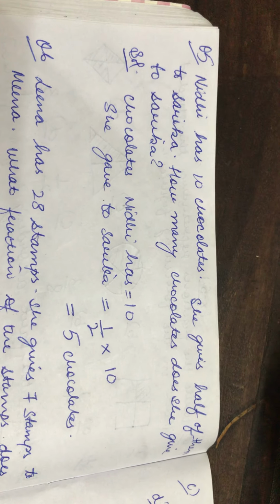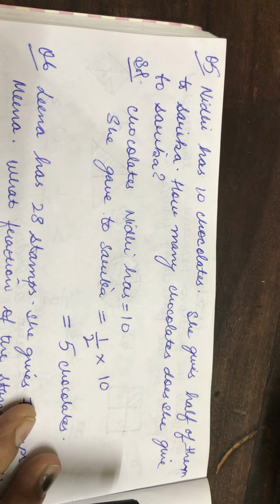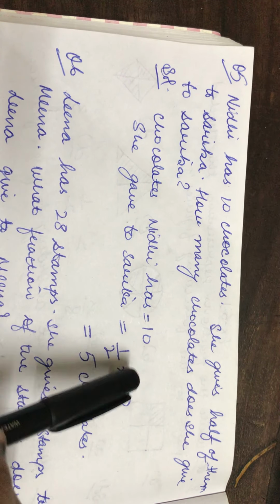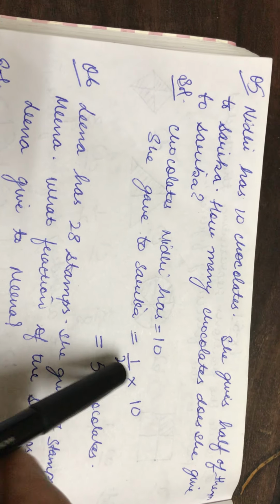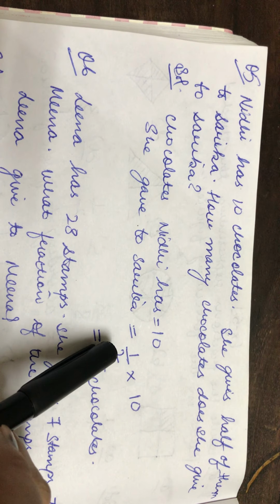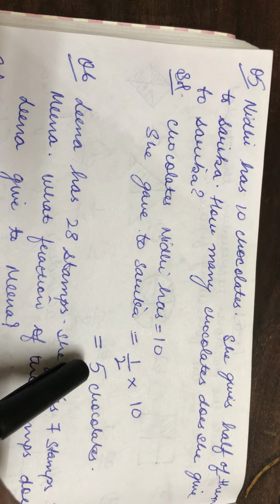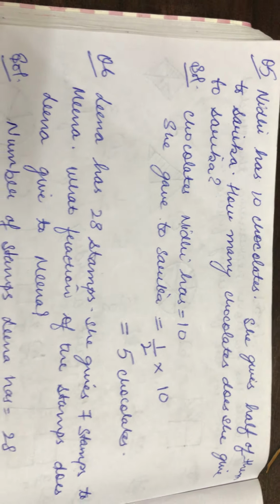Next is question number 5. Nidhi has 10 chocolates. She gives half of them to Sarika. How many chocolates does she give to Sarika? Now chocolates that Nidhi has is 10. She gave to Sarika half of the total chocolates. So half is represented like 1 by 2. So I will write it 1 by 2 of 10. So when you simplify it, we know 2 5s are 10. So my answer is 5 chocolates. So she gave 5 chocolates to Sarika.